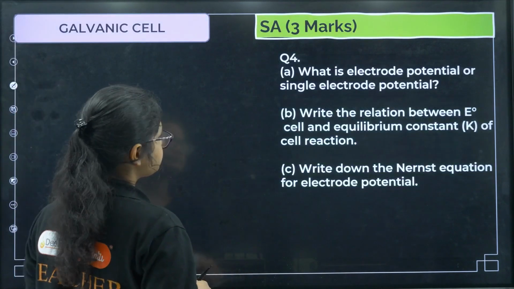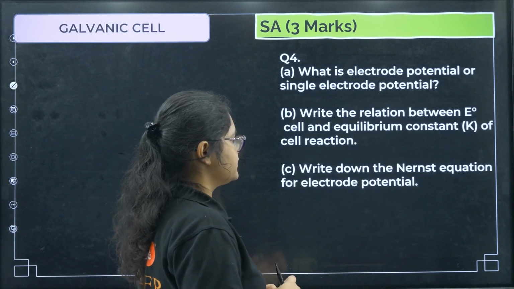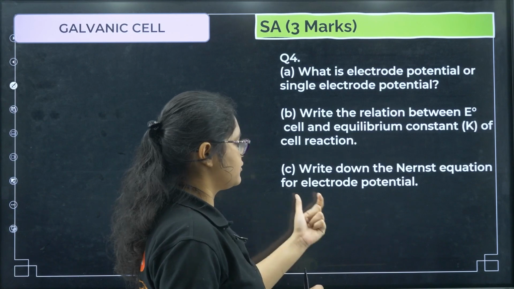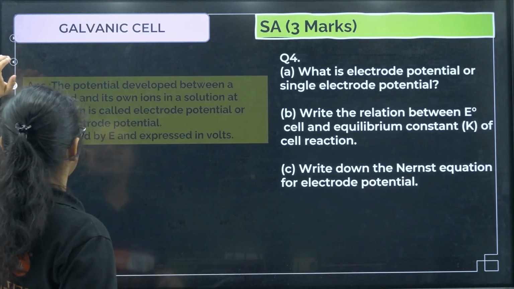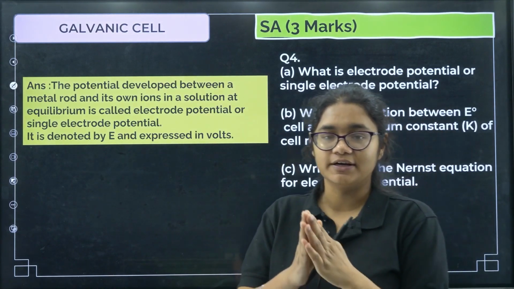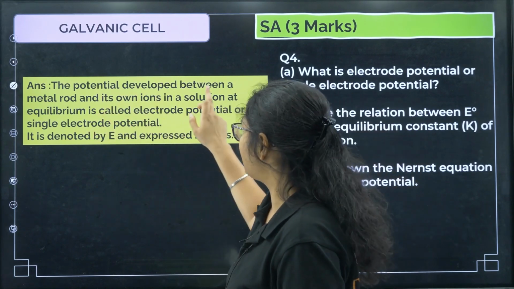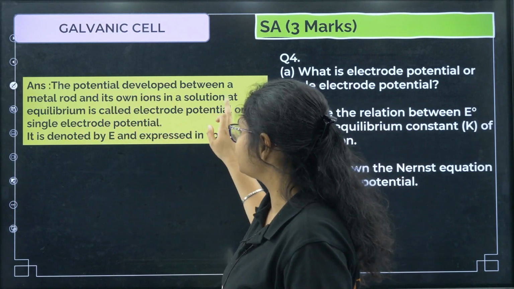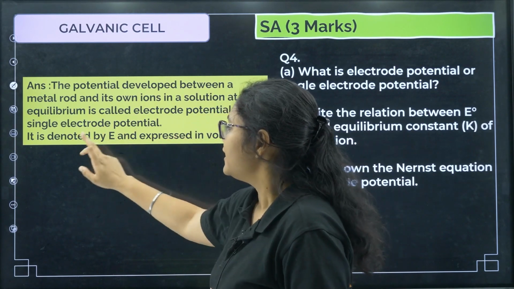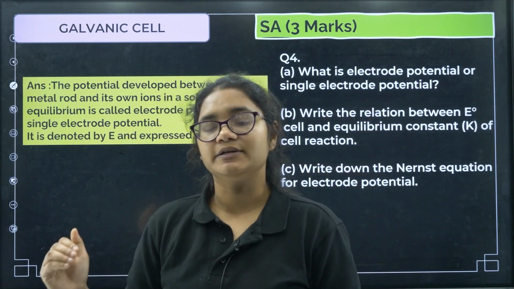Next, what is electrode potential? Write the relation between the E0 of the cell and the equilibrium constant of the cell reaction. Write down the Nernst equation for electrode potential. So, what is electrode potential? Electrode potential is the potential difference between the electrode and its electrolyte. The potential developed between a metal rod and its own ions in a solution at equilibrium is called electrode potential or single electrode potential. It is denoted by E and expressed in volts.